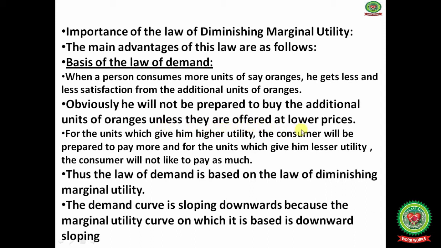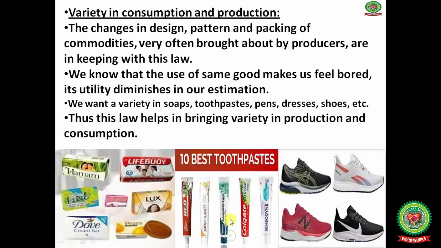Obviously, he will not be prepared to buy additional units of oranges unless they are offered at lower prices. For the units which give him higher utility, the consumer will be prepared to pay more, and for the units which give him lesser utility, the consumer will not like to pay as much. Thus, the law of demand is based on the law of diminishing marginal utility. The demand curve is sloping downwards because the marginal utility curve on which it is based is downward sloping.